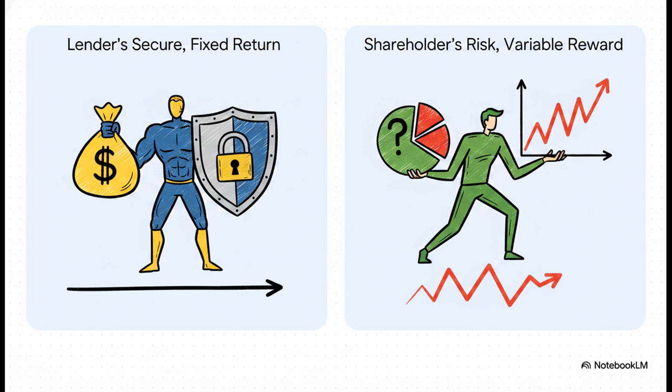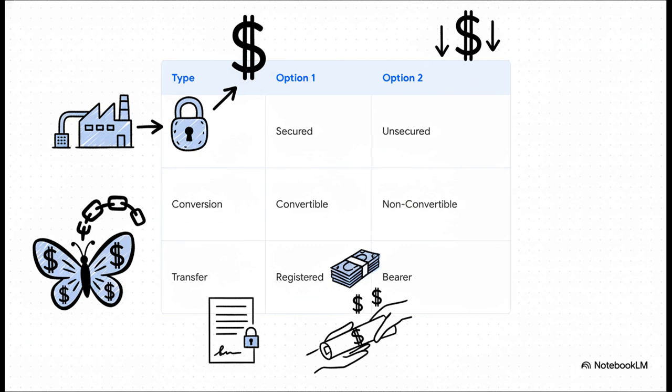Shareholders, on the other hand, they're the owners. They take on the risk of ownership, hoping for a cut of the profits through dividends. But if there are no profits, literally no dividends. Now, companies offer a few different flavors of this debt. Make sure you memorize this breakdown for your exams, especially the trade-offs.